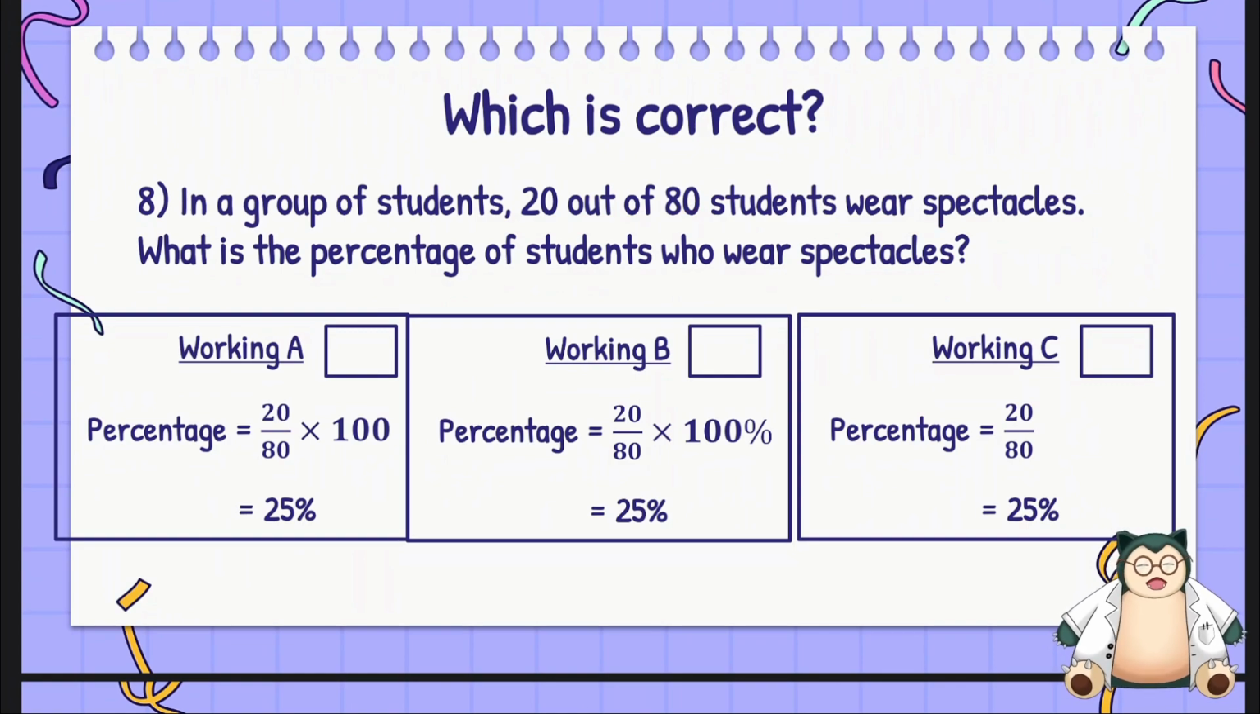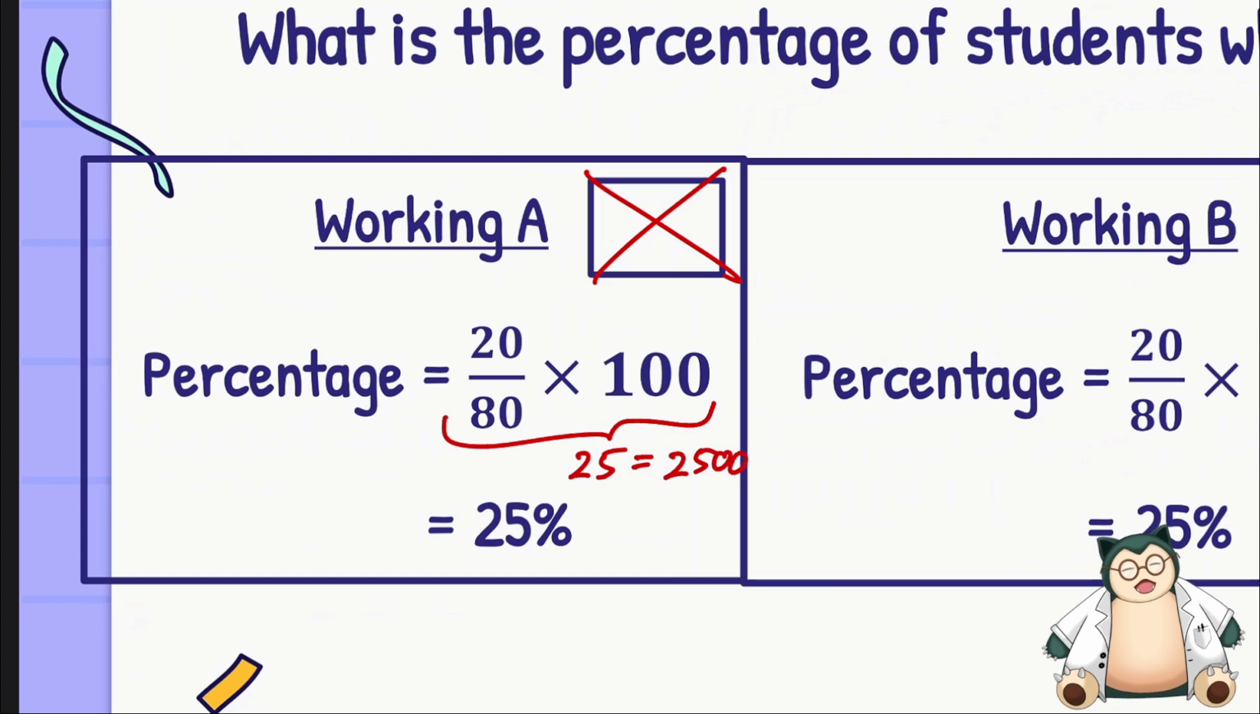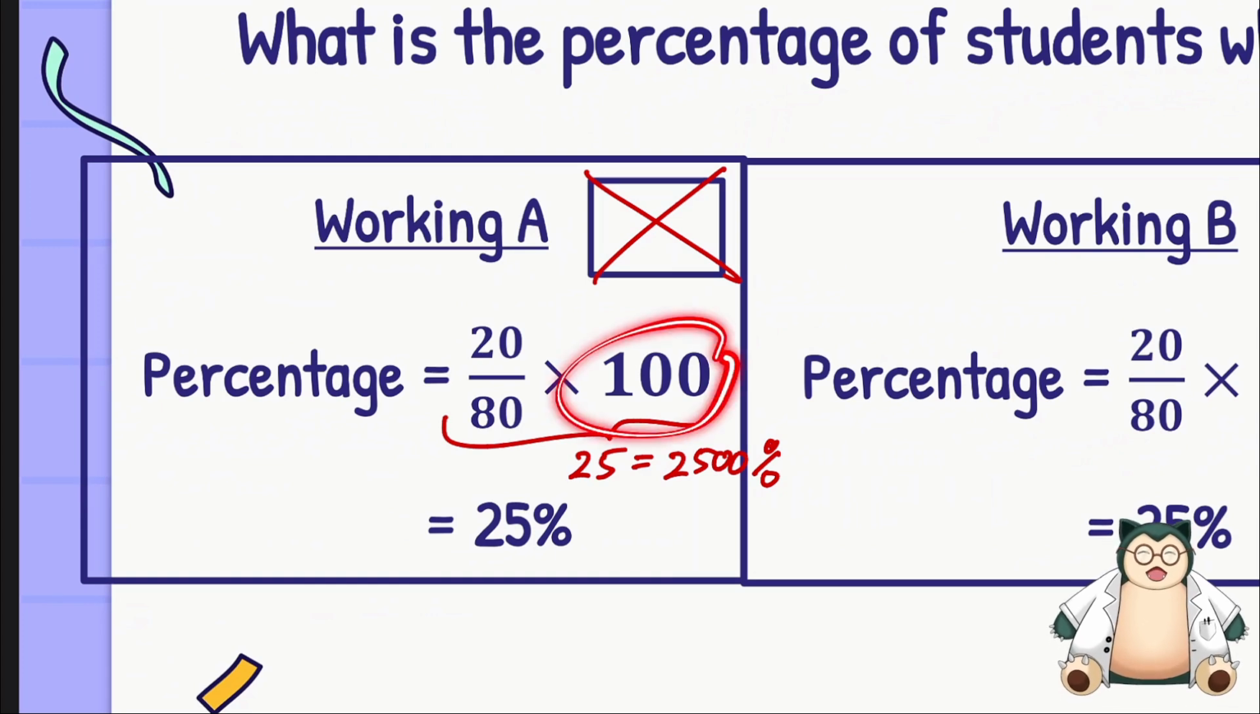Okay, let's look at one by one. Let's look at working A first. Working A says we have 20 over 80 times 100, and this will give you 25. However, this is a wrong working because 20 over 80 times 100 will give you a decimal of 25, and 25 is equivalent to 2,500%. Alright, that's why this is a wrong working, because we shouldn't express it as 100. Although in the calculator we type in 100, in your working we do not write it times 100.